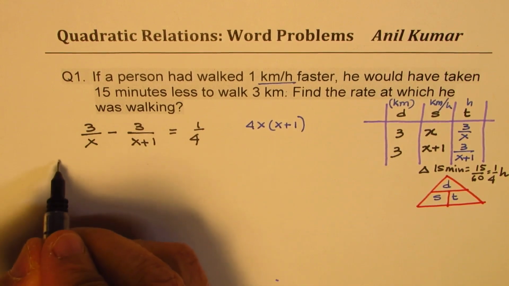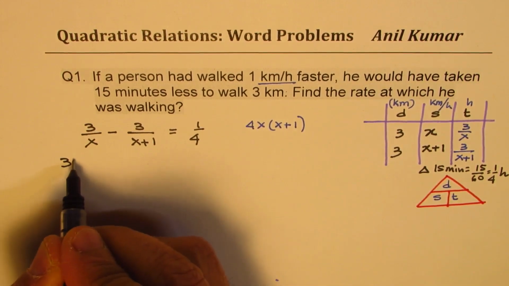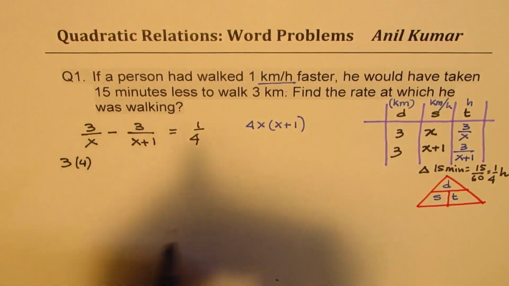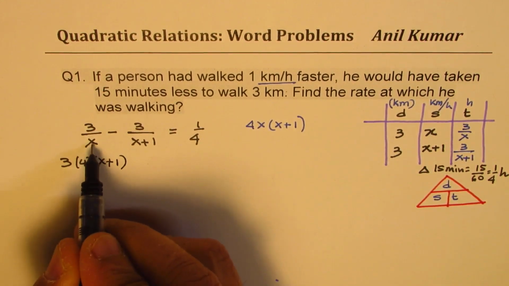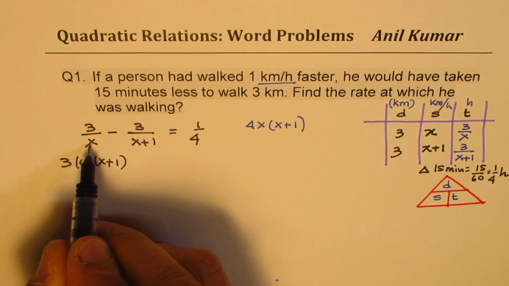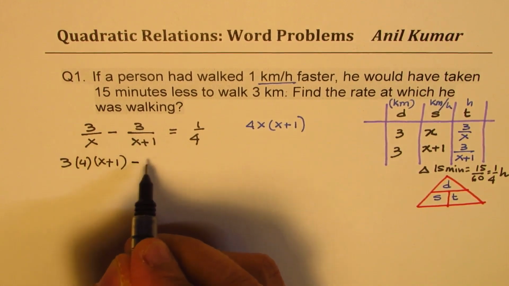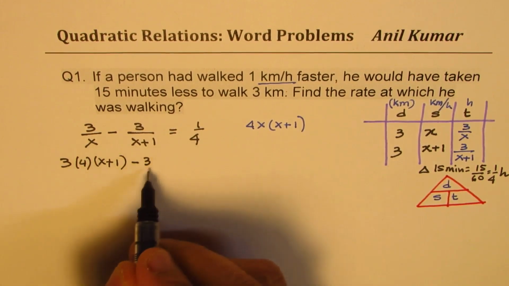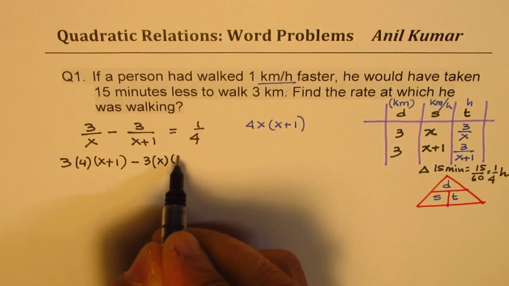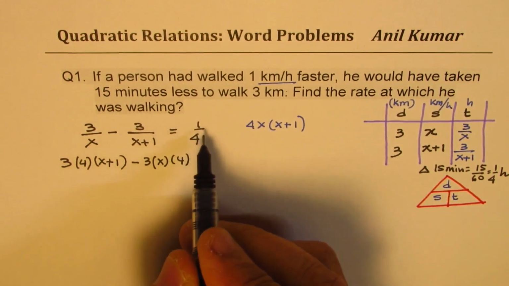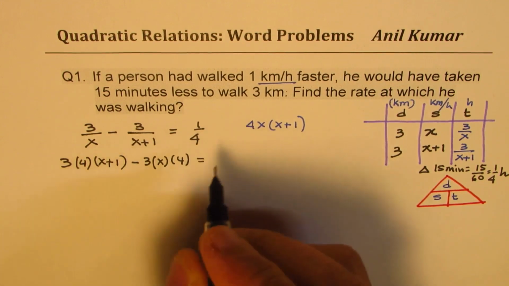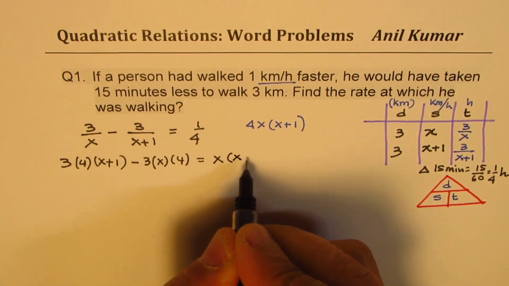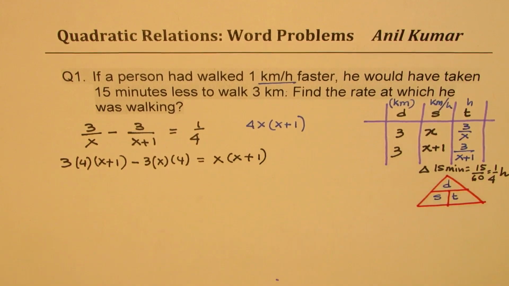So this term will be 3 times 4 times x plus 1. It already has x here, right? So that x will cancel. The other term will be 3 times x times 4, right? So we can say x times 4 equal to 1 is going to be multiplied by x and x plus 1. So x times x plus 1. Does it make sense to you?